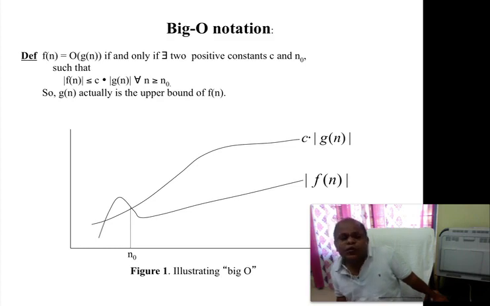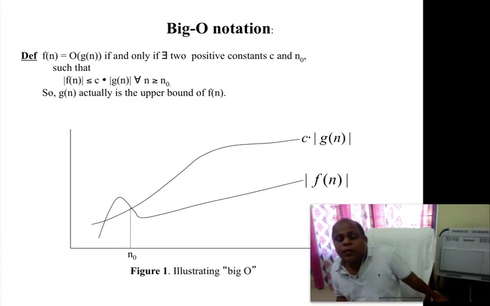There exist two positive constants c and n0 such that the value of f of n is less than or equal to c times the value of g of n for all n greater than or equal to n0. That means we say f(n) is equal to big O of g(n). That means f(n) is equal to big O of g(n) if and only if there exist two positive constants c and n0 such that f of n value is less than or equal to c into g of n value for all n greater than or equal to n0.